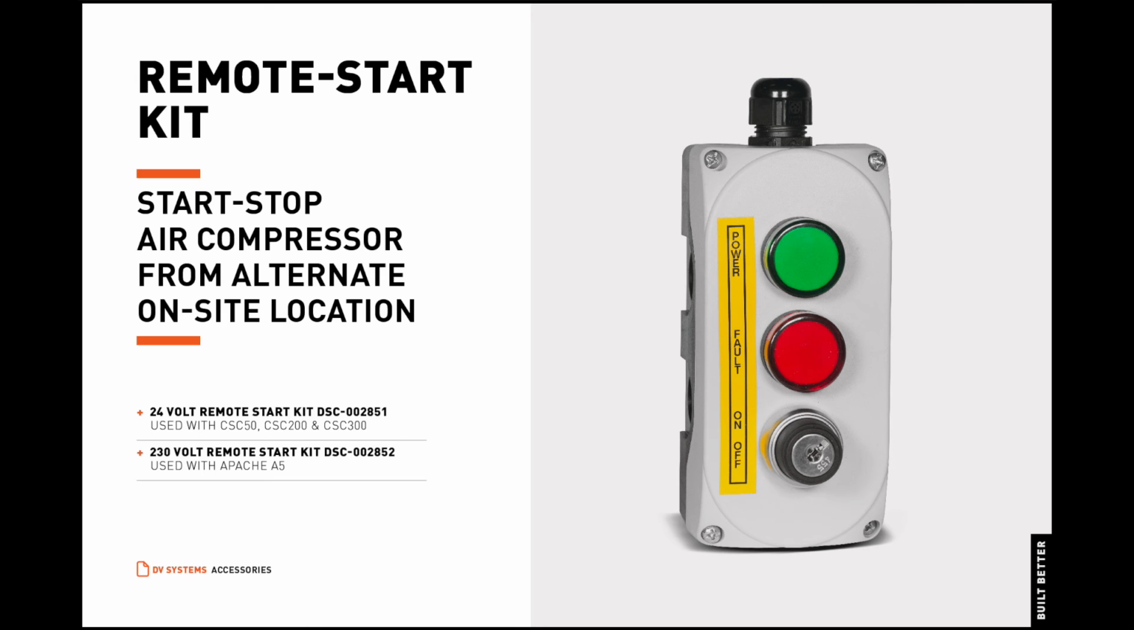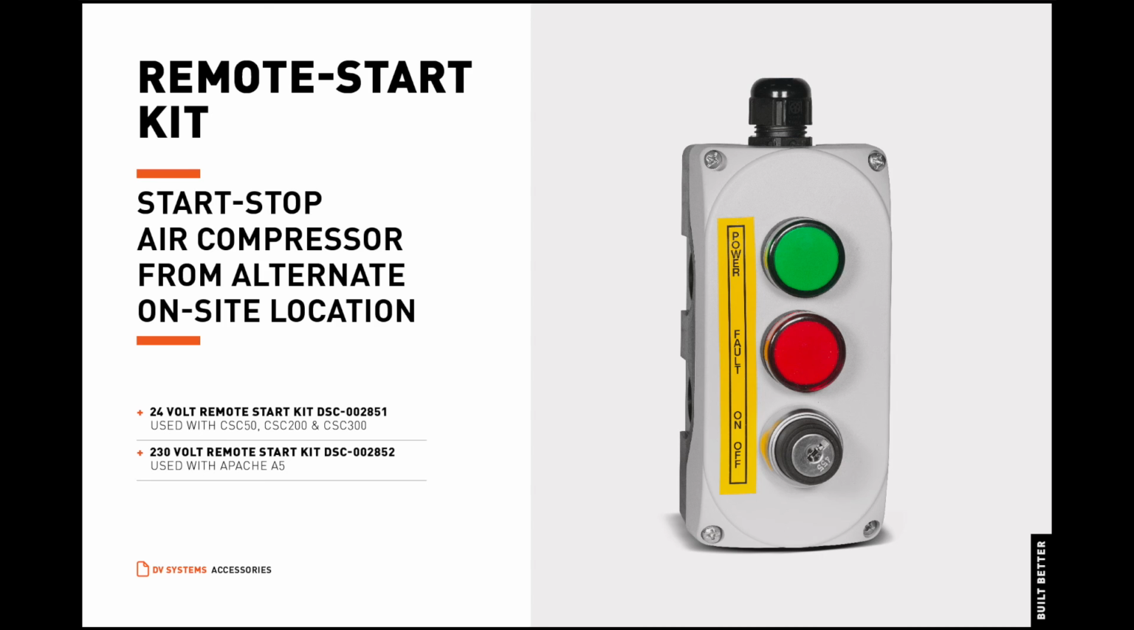The DSC-002851 remote start kit is dedicated for a 24 VAC control circuit, and the DSC-002852 remote start kit is dedicated for a 230 VAC control unit. The 24 VAC remote start kit is used with rotary screw air compressors with the following controllers: the CSC Flat 50, CSC 200, and CSC 300. The 230 VAC remote start kit is specifically used with only the Apache A5 rotary screw air compressor.